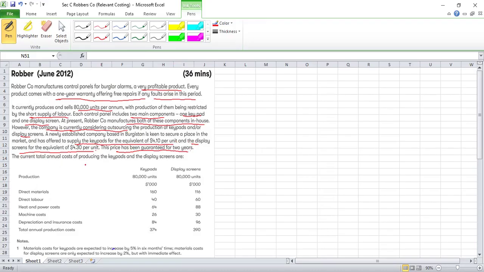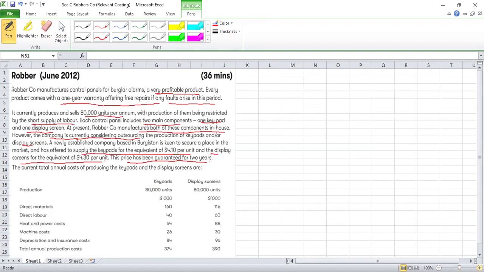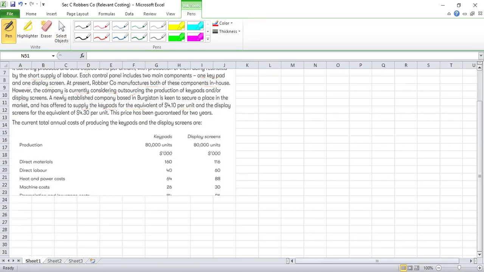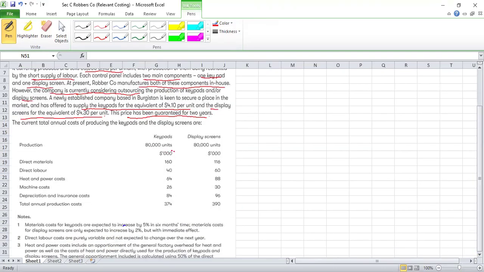Current total annual cost of producing keyboard and the display screen are, so keyboards are 80,000 and display screens are 80,000 units. These are given in 100,000, so it means these are the total cost. If we need to convert to per unit, we will.